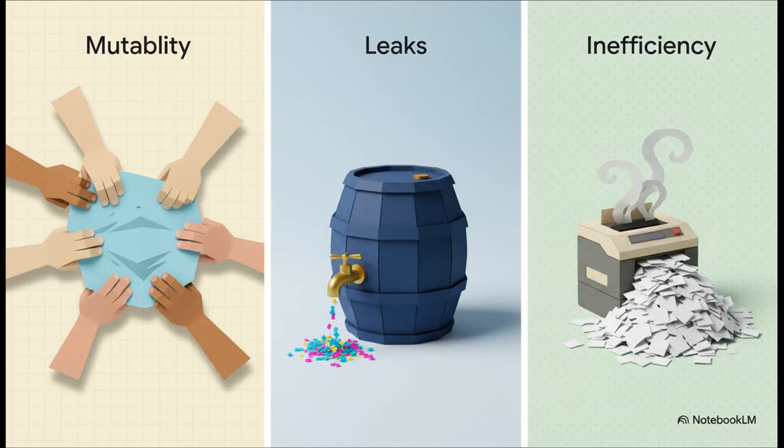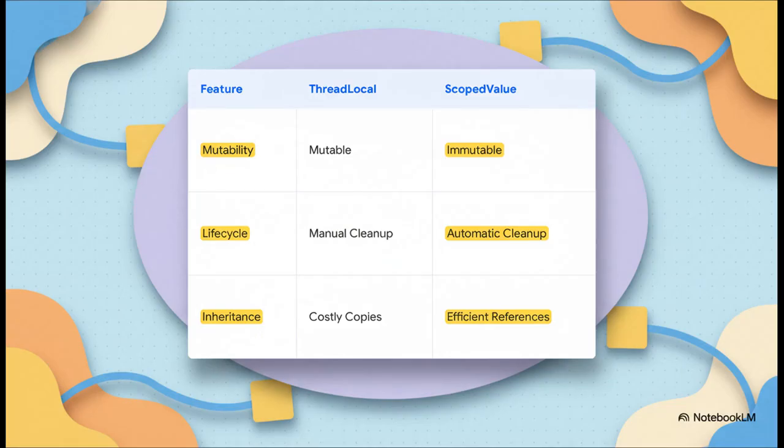Now, the old way to do this was something called thread local, and honestly, it's just not cut out for this new world of virtual threads. It has some major issues. First, its values can be changed by anyone, anywhere, which can lead to some really nasty, hard-to-find bugs. Second, they're famous, or maybe infamous, for causing memory leaks if you forget to manually clean them up. And finally, passing them down to child threads is super inefficient, a total non-starter when you might be creating thousands of threads a second.